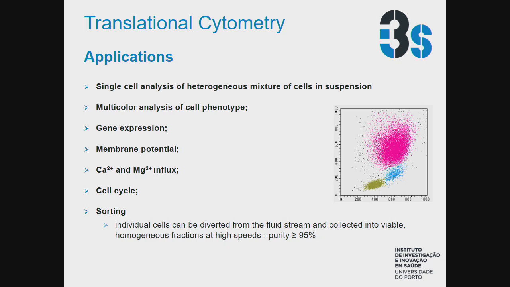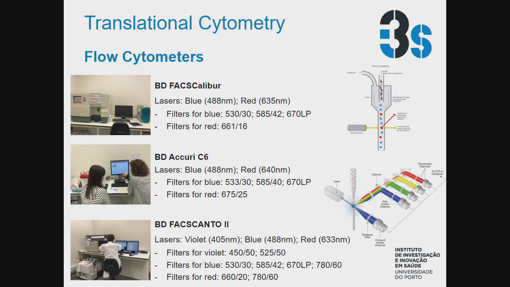Another thing that is really nice with this technique is sorting. With sorting, we can separate the populations of interest. Basically, we have a fluid stream that can separate your populations, and then we can collect them and you can use them further for your purposes. And we can have those populations with more than 95% purity.